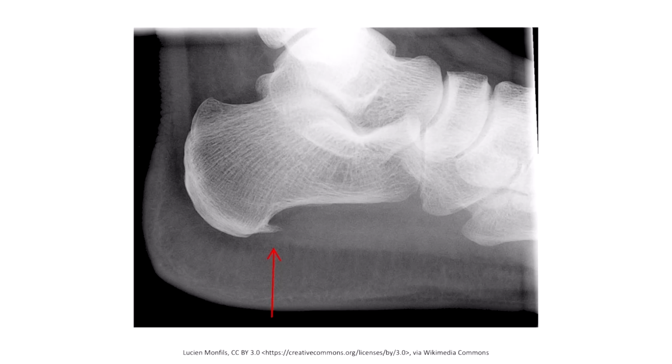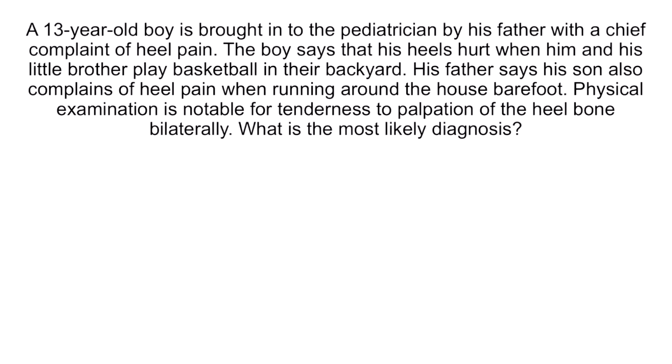Here's an x-ray of the heel of a person with plantar fasciitis. The arrow is pointing to a characteristic heel spur that can be seen in chronic cases of plantar fasciitis. Heel spurs form as a result of calcium deposition following repeated stretching and or tearing of the plantar aponeurosis. Okay, let's do another question.